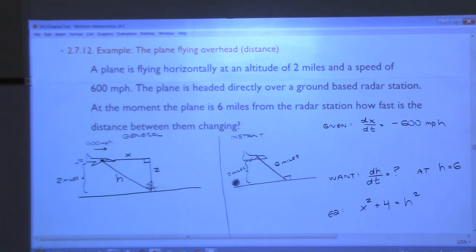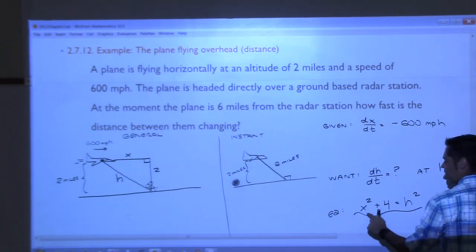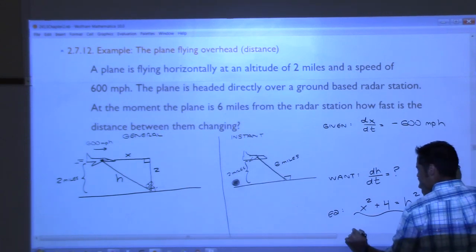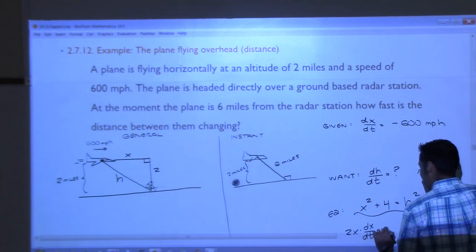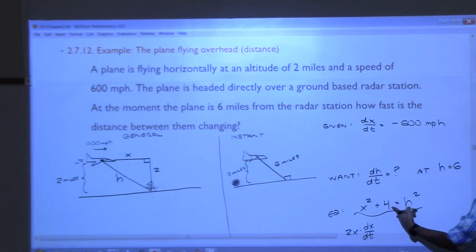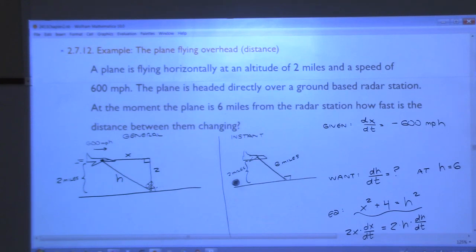Okay, differentiation time. I think we have everything we want here set up. So let's take our derivative, differentiating with respect to time again. What's the derivative of x squared with respect to time? 2x dx/dt. Plus, well, do I need it? The derivative of 4? 0, right? Equals the derivative of h squared, 2h dh/dt. There's our equation. I can divide both sides by 2 just to clear it out.